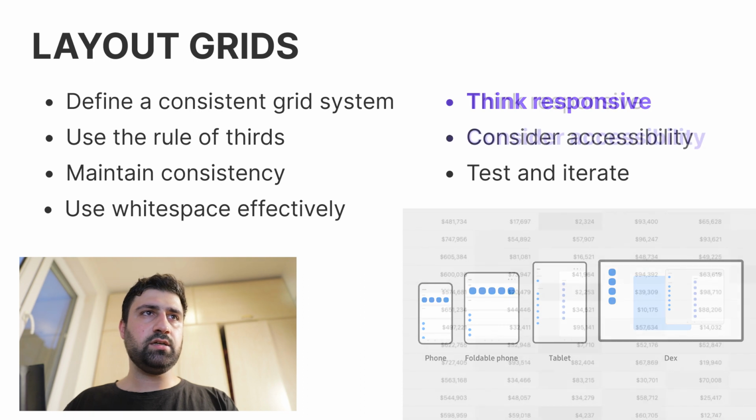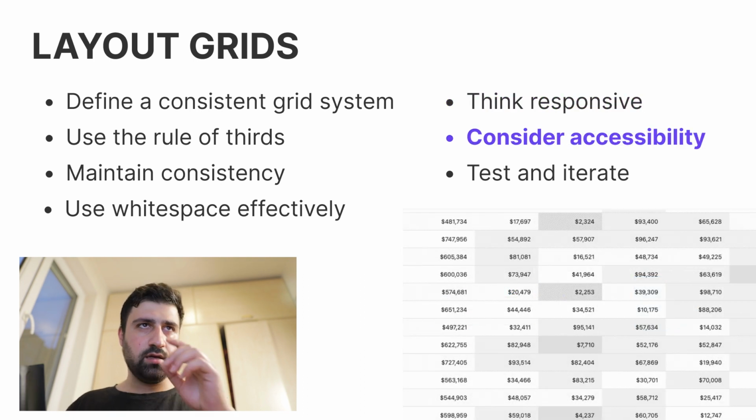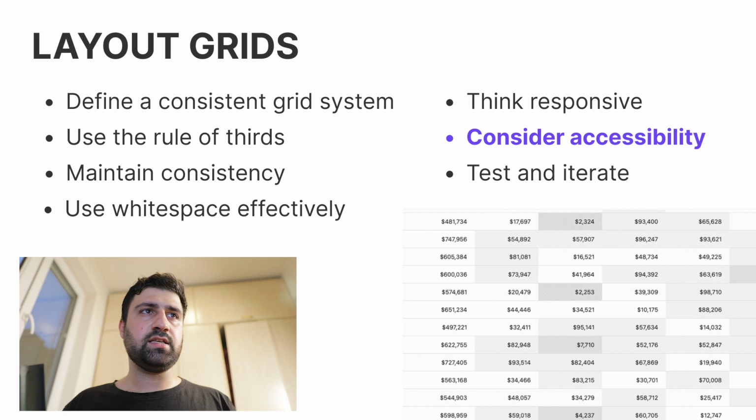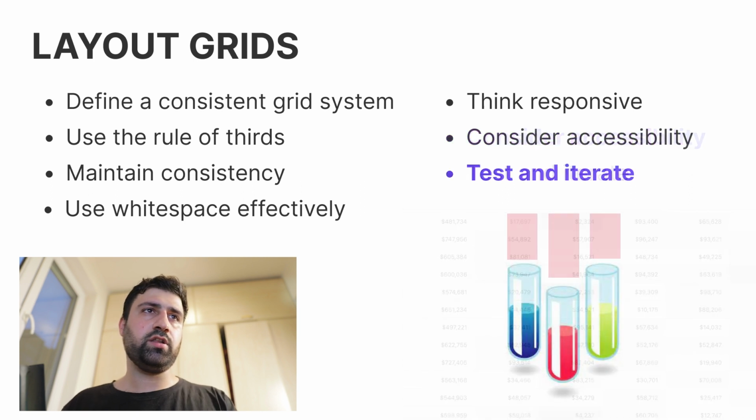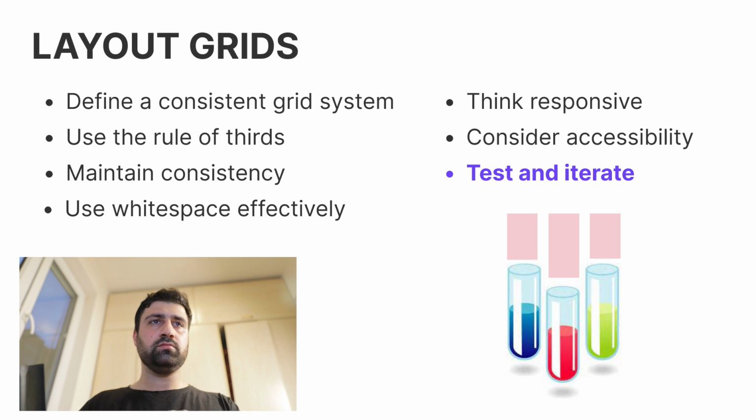As usually, consider accessibility. Ensure that grid system is accessible to all users, including those with visual impairments. Use high contrast color, font sizes, and spacing that comply with accessibility standards. And as always, test and iterate in different contexts, devices to ensure that it performs well on all the platforms.